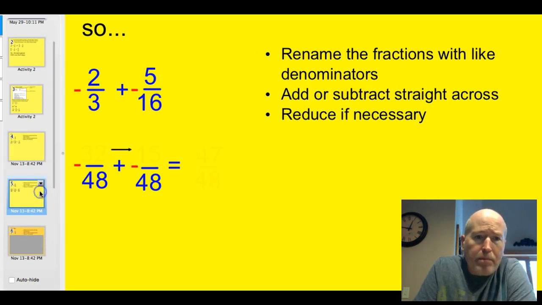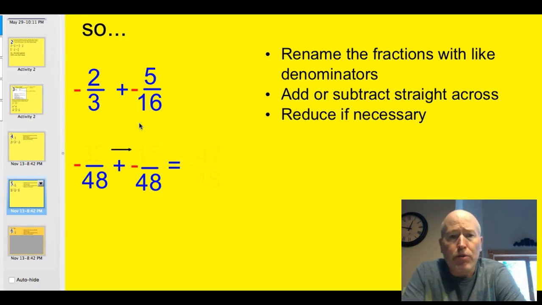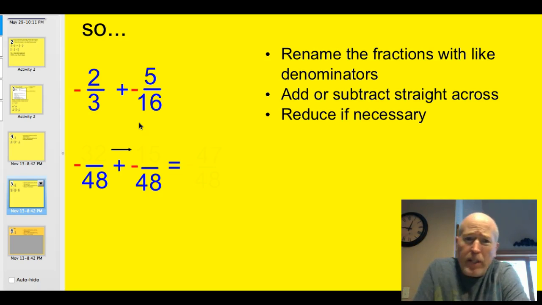Take a look at another problem. Now we have negative 2/3, and we're going to add a negative 5/16 to it. Thinking about 3 and 16, I'm not sure if there's a smaller denominator, so I'm just going to multiply them together. 3 times 16 is 48, so I'm going to use 48 as my denominator. I actually think it is the smallest, but at this point, it doesn't matter.